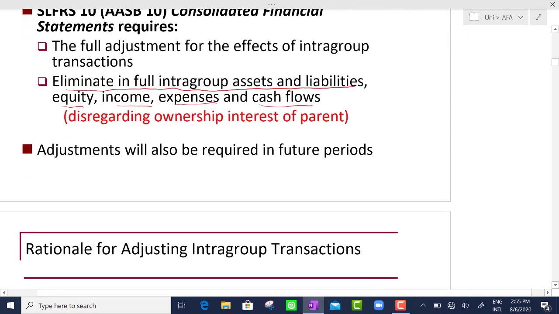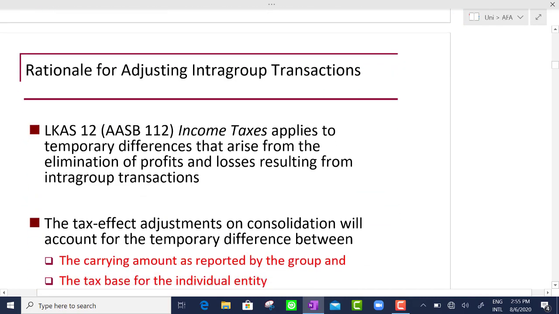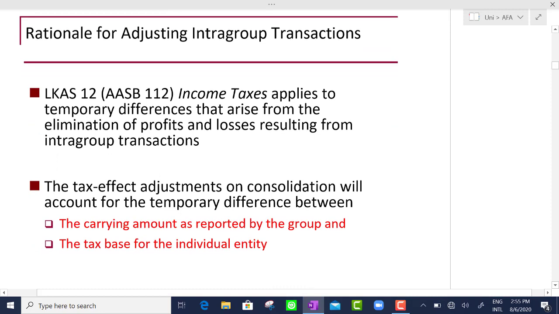Let's see. Okay. Now, due to these adjustments, there may be tax implications. Now, you know that if the carrying amount of assets and liabilities differ from the tax base, and if this difference is a temporary difference, you need to account for or adjust for deferred tax. So you have covered the deferred tax lesson previously, therefore I hope that you have the required knowledge.